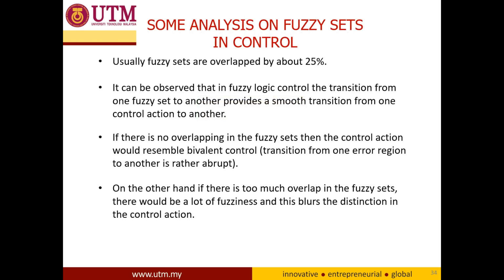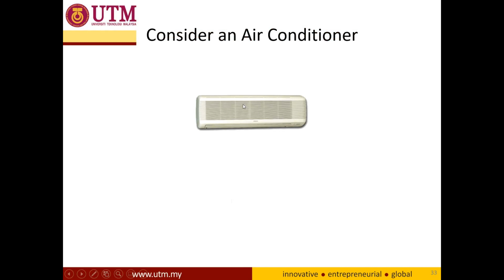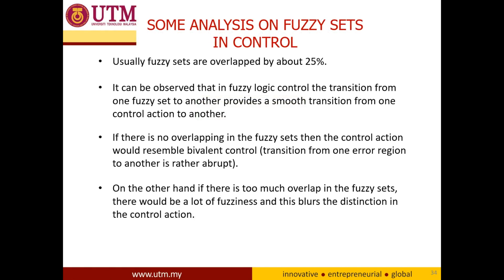Usually fuzzy sets are overlapped by about 25%. What do we mean by overlapping? It is basically this, right? The fuzzy sets overlap, low and medium overlap by a certain amount here. It has to be overlapped in most cases. It can be observed that in fuzzy logic control, the transition from one fuzzy set to another provides a smooth transition from one control action to another. If there is no overlapping, then the control action will resemble a bivalent control. The transition from one error region to another is rather abrupt.